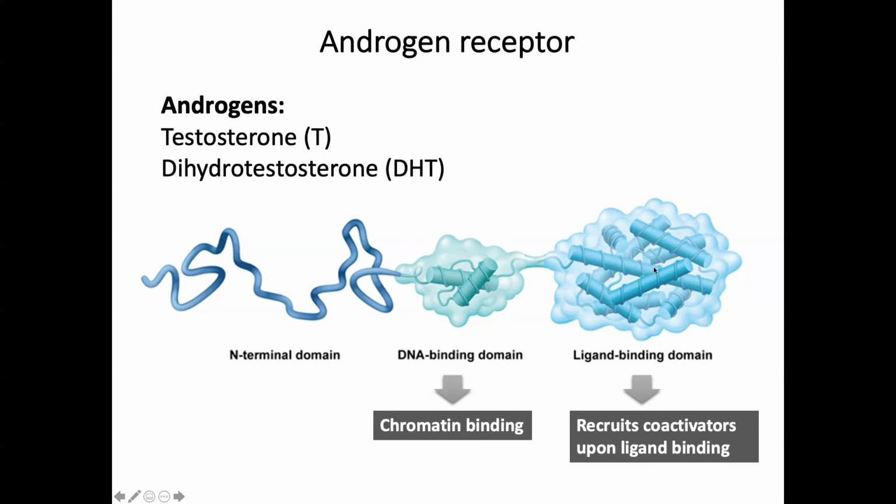Interestingly, the binding of T and DHT can change the structure of the AR protein and further recruit transcriptional co-activators to initiate transcription. Under this condition, you know that both T and DHT are agonists.